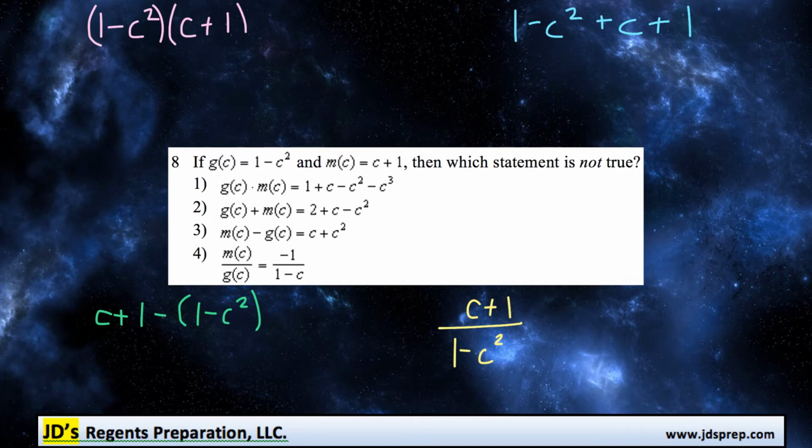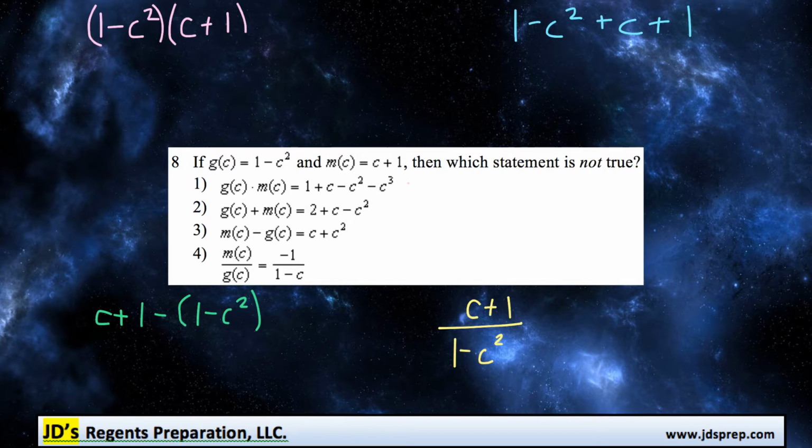This is problem number 8 from the June 2016 Algebra 2 exam. We're given here 4 equations involving two functions, g of c and m of c. We need to figure out which one of them is not true. So we're going to go through each of them one at a time, calculate what we get, and see if it matches on the right-hand side of each equation.